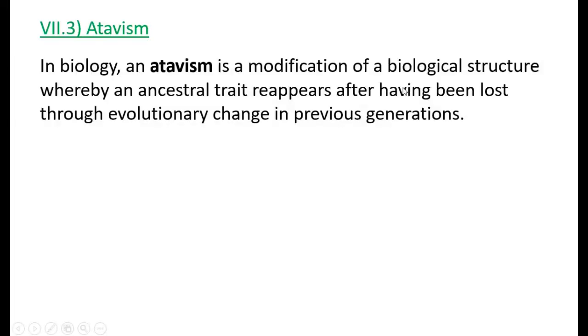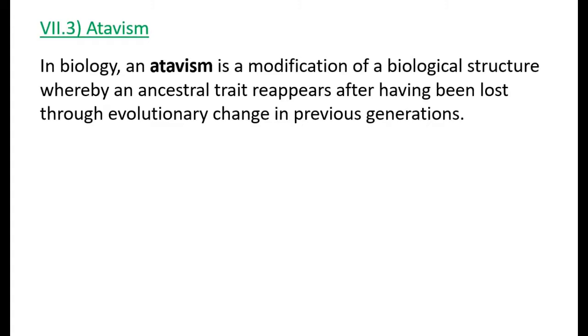7.3, atavism. What is atavism? You've got the definition in your booklet. So basically, it's when an ancestral trait or character reappears. For many branches, many stages of different species, this character has been lost and then it reappears suddenly. We're going to see one example of this for you to understand.